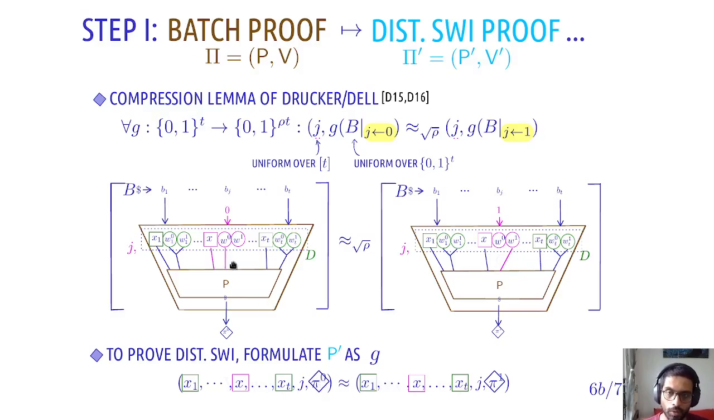So pi 0 is generated using witness W0, and pi 1 is generated using witness W1. The compression lemma says that J and the distribution of pi 0 is indistinguishable from J and the distribution of pi 1. So this almost gives you distributional SWI. You only need to apply the data processing inequality to get distributional SWI from the compression lemma.